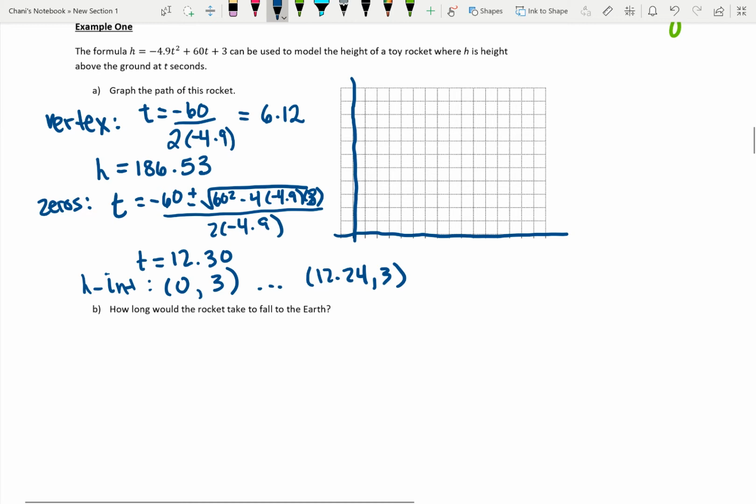So we know we hit the ground at 12.30 seconds. So we need to get just slightly above 12. So I went up just by 1. So 1, 2, 3, 4, etc. But for my height, I know I needed to get up to 186 meters. So I went up by 20. So 20, 40, 60, 80, 100, 120.